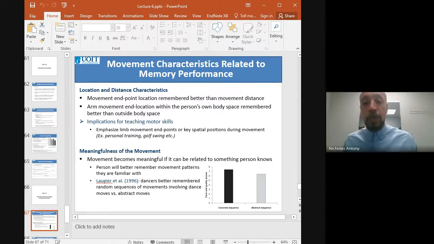In rehab, when I'm trying to show someone a stretch or an exercise, I'm going to say you're going to go from here to there. Humans are better at remembering endpoints than if I was to take their arm and say, nope, this is the motion I want you to do. Humans have a harder time remembering movement characteristics solely than endpoints.